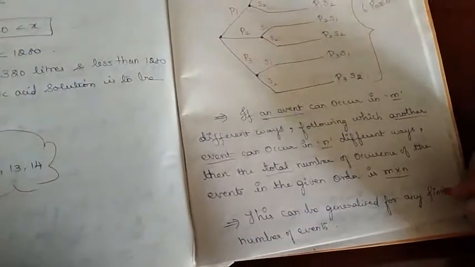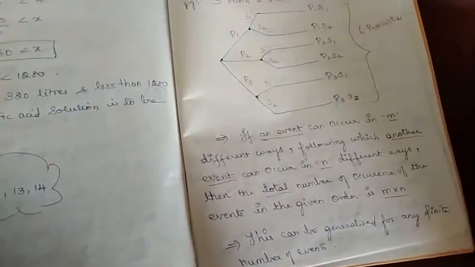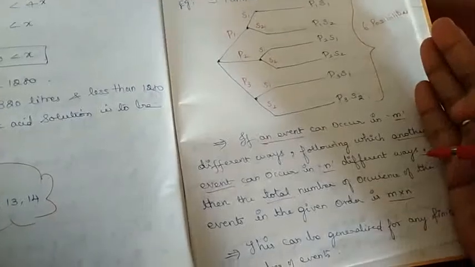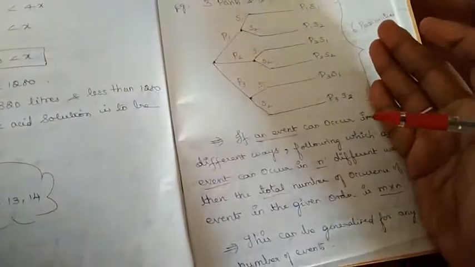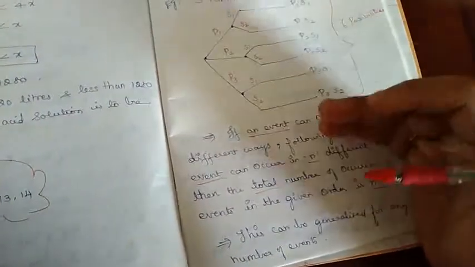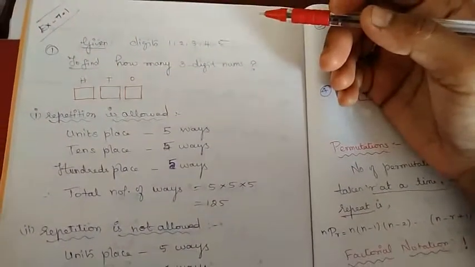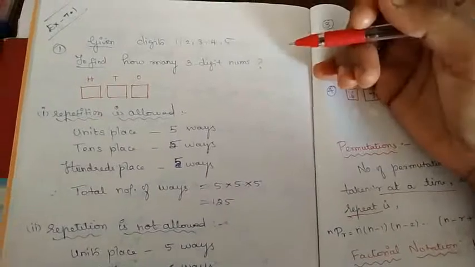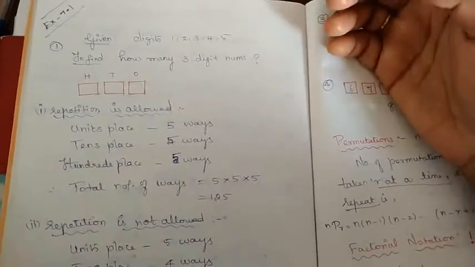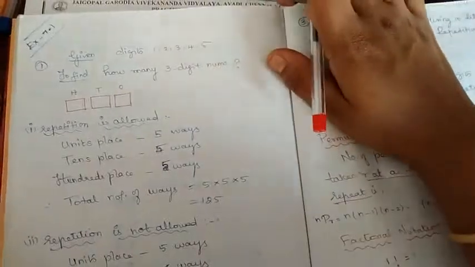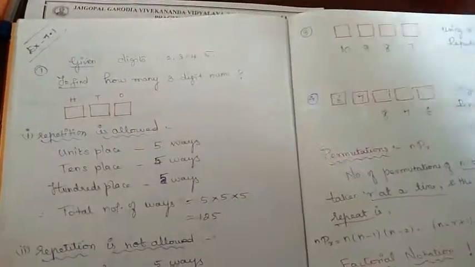This can be generalized for any finite number of events. Suppose after the second event another event has to appear, then you can multiply all the 3 numbers. This is called the multiplication principle. This was the first concept we learned in this chapter, before we actually learned the concept of permutation and combination. Based on this multiplication principle, we solved the first exercise.